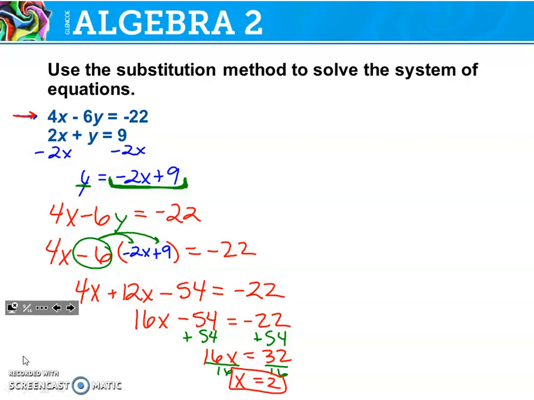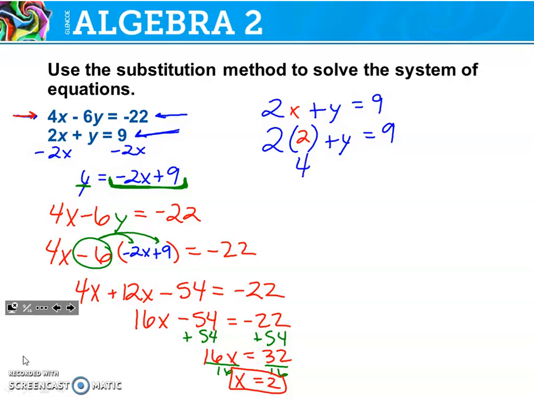Now I need to take that x equals 2 and plug it back into either one of those two equations. It doesn't matter which one. I'm going to use the bottom one, again, because I think it looks easier. So I've got 2x plus y equals 9, okay? And then that x there, we're going to substitute in what we found x to be, and we found x to be a 2. Okay, so it was 2x plus y equals 9, so now it's 2 times 2 plus y equals 9.